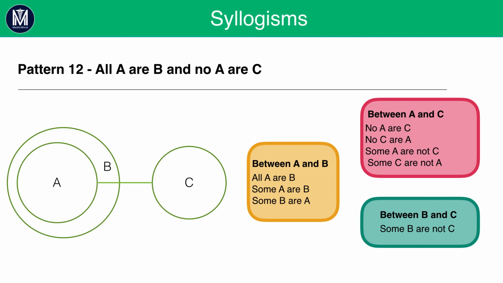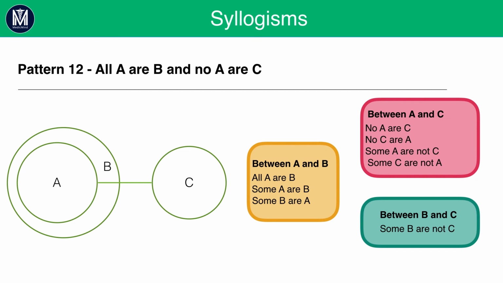Between B and C, this is different now. Before, we had no B or C, but here, no A or C. Just because no A or C, it does not rule out the possibility that there is a relationship between B and C. But we do know for sure that some B are not C.